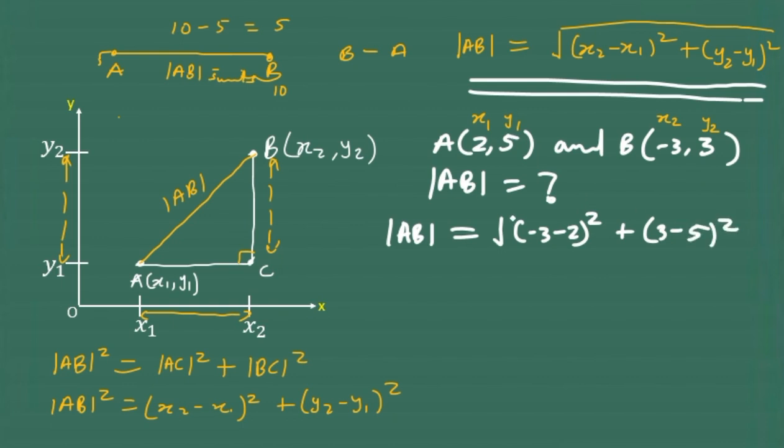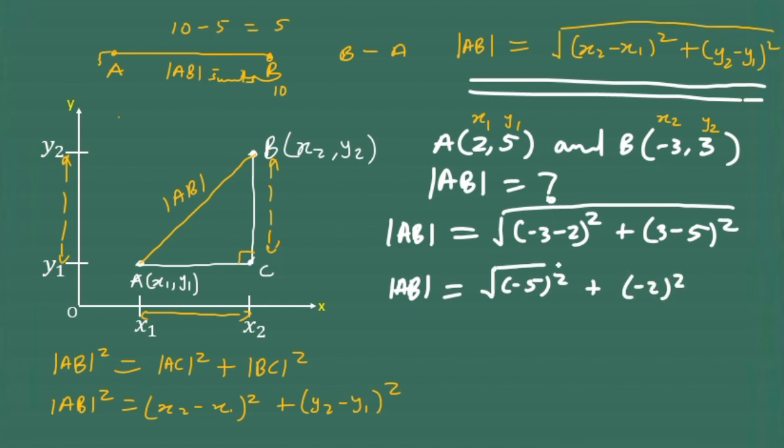and this is all square, taking their square root, and AB will be equals to, if you compute this, minus 3 minus 2 will give us minus 5, so this will be minus 5 square, plus 3 minus 5 will give us minus 2 square, and you take their square roots.